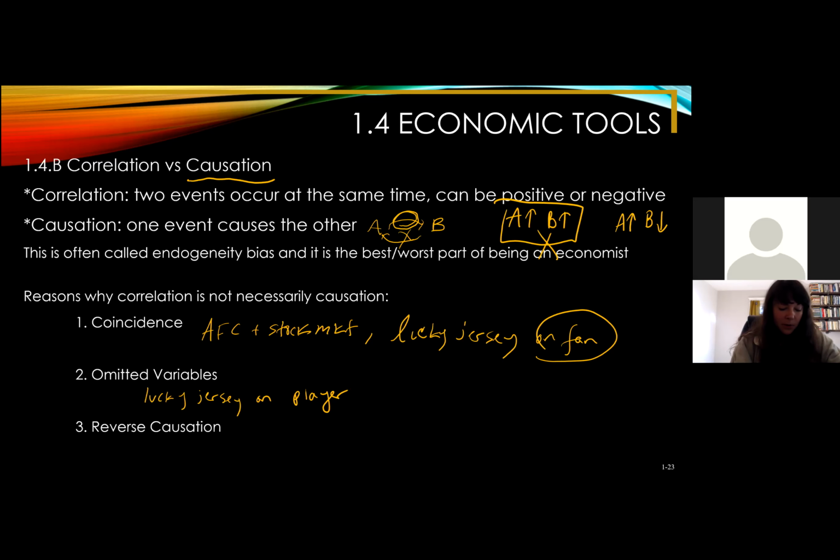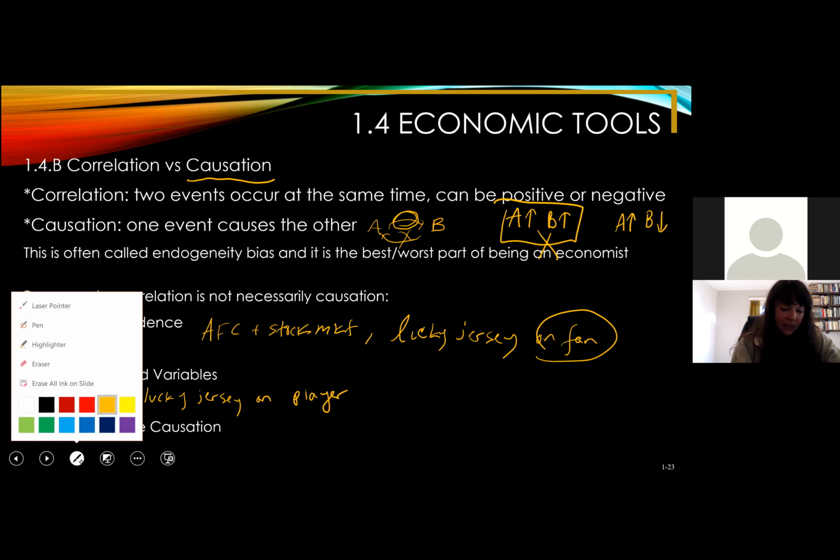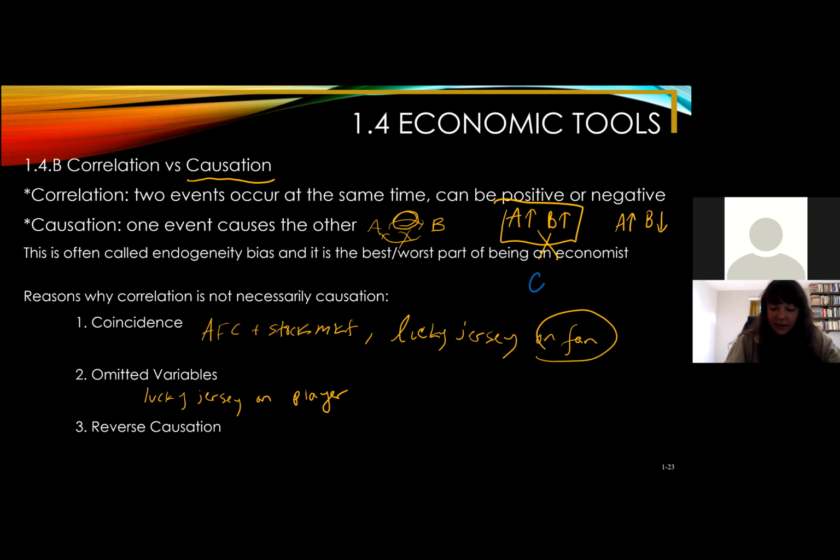So this is a variable that's not A or B, but it's C. And when C goes up, it's actually causing A and B to go up. So I would argue that when the player wears the lucky jersey, there's this omitted variable of confidence. The player's confidence going up is actually causing the win. It's not the lucky jersey, it's the lucky jersey causing the confidence. So hopefully that makes sense to you. The difference between coincidence and omitted variables depends on who the jersey is on.